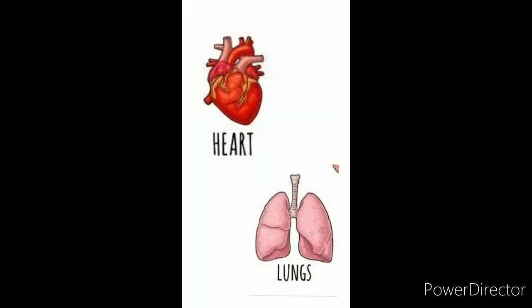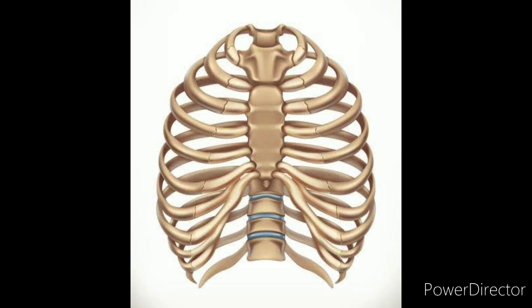The heart and the lungs are very important for our body, and they both are situated in the thoracic cavity. Now, there is a cage made of bones that protects these two organs. It is called a rib cage. It keeps the heart and lungs safe and secure.